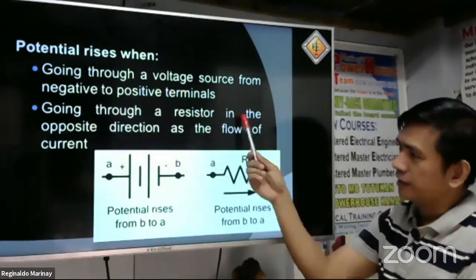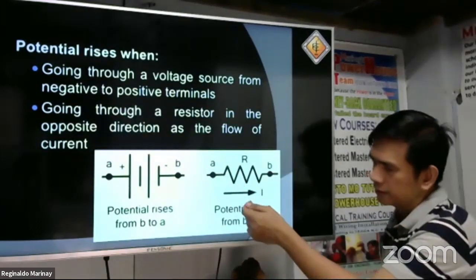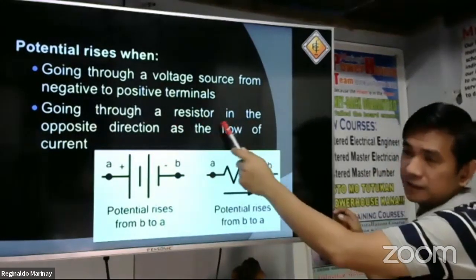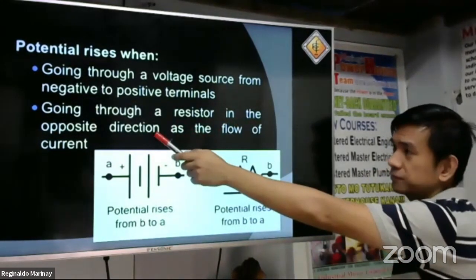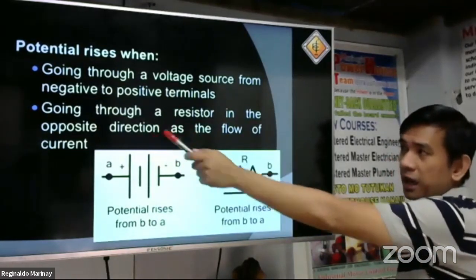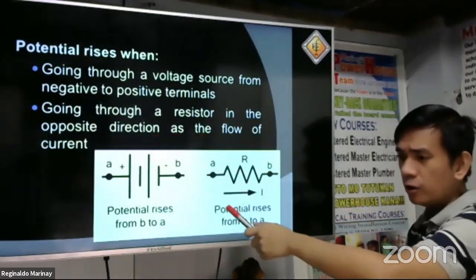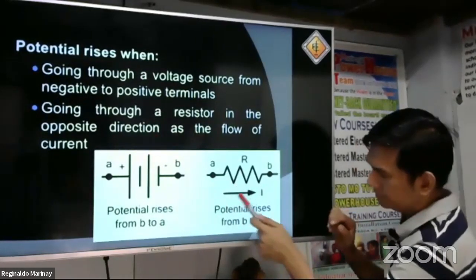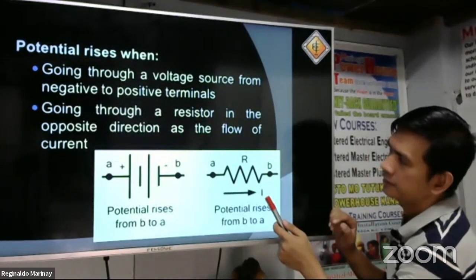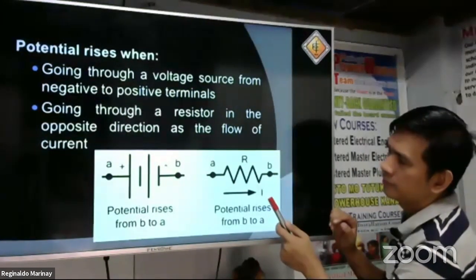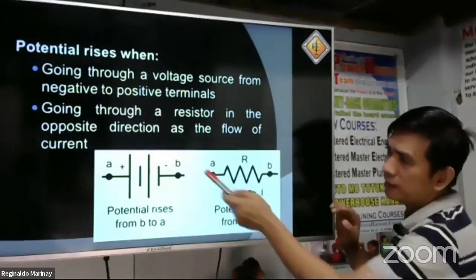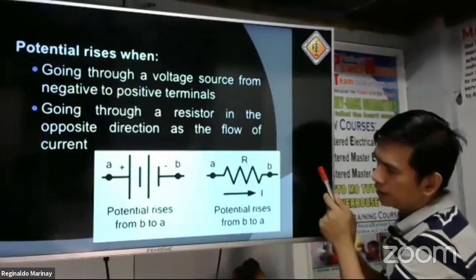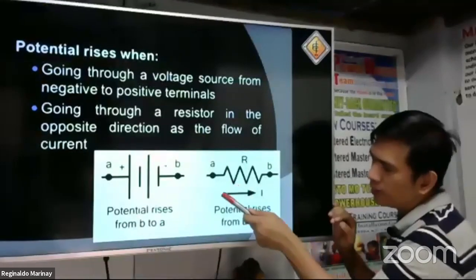Going to a resistor in the opposite direction. Take a look here. Going to a resistor in the opposite direction as the flow of current. So the flow of current is this. Okay? Going through a resistor in the opposite direction. So, let's say this is our current flowing to our resistor.